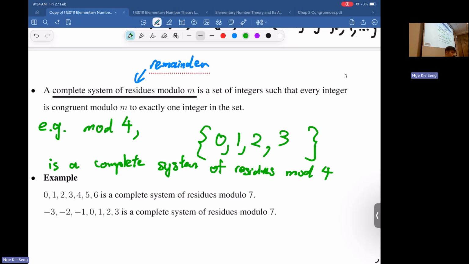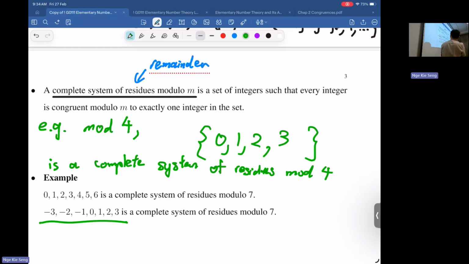Another example: what's a complete system of residue mod 7? You could do 0, 1, 2, 3, 4, 5, up to n minus 1, which is 7 minus 1, 6. Or you can pick a different one: minus 3, minus 2, minus 1, 0, 1, 2, 3. This is like what I said just now, you can pick different representatives.